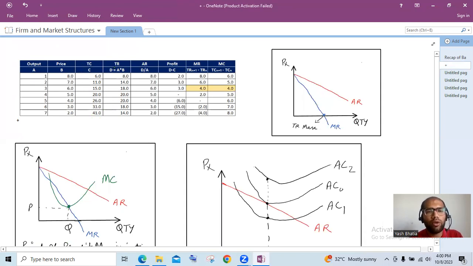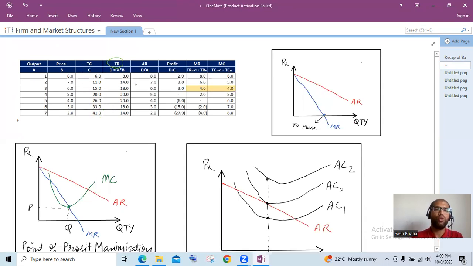Now we have to calculate TR. TR is total revenue. Total revenue is nothing but output times price. So when you multiply A and B, you will get total revenue. It is given in this column here. And then there is AR. AR is average revenue. The AR is given by total revenue divided by output. So when you divide total revenue by output, you get AR, the average revenue per unit.